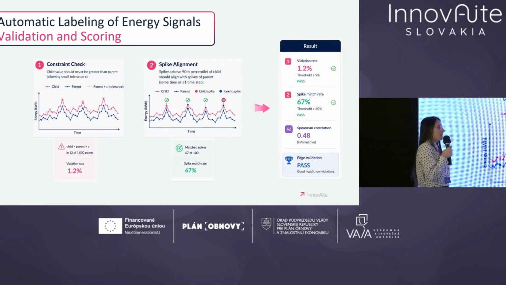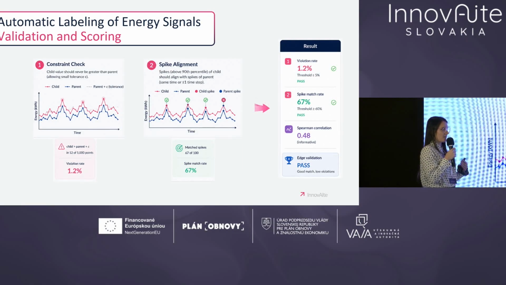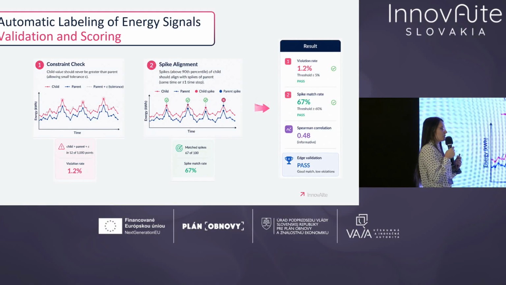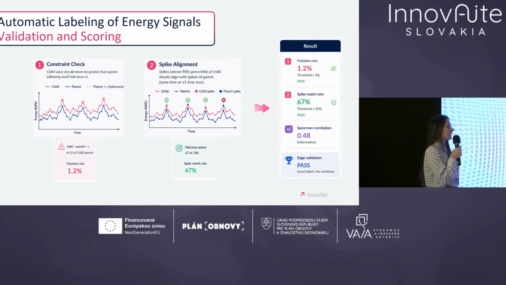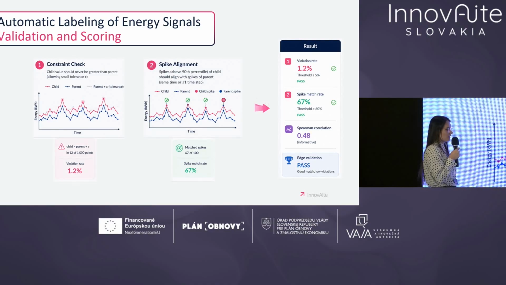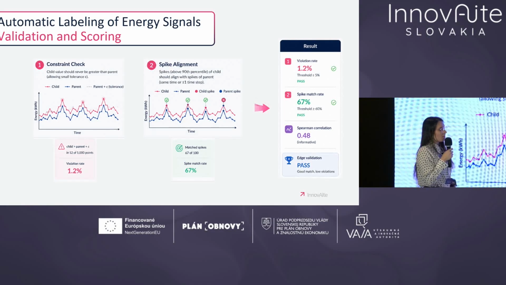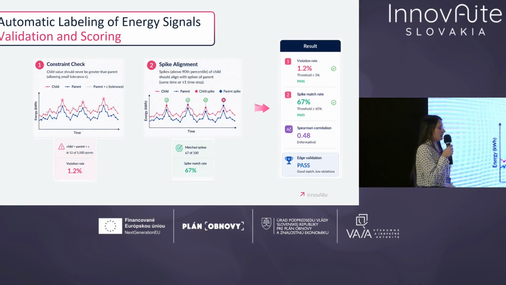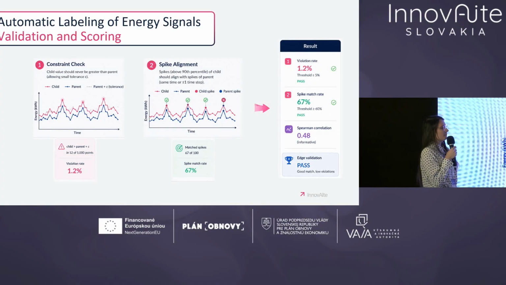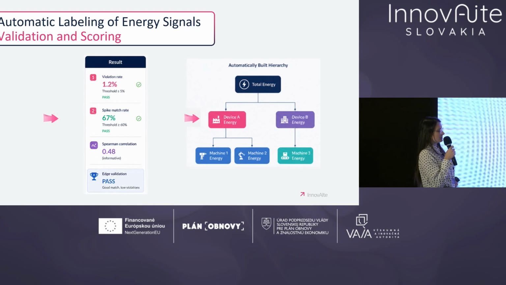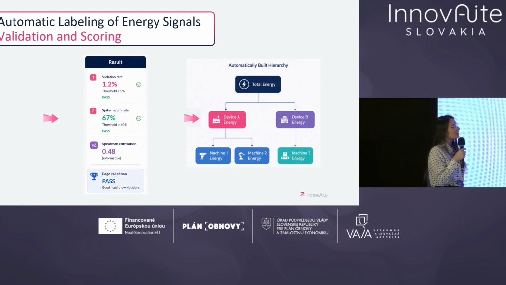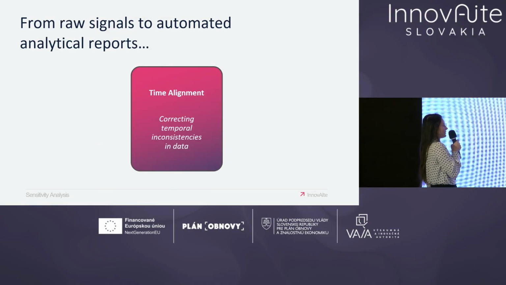Then there is spike alignment, where we observe that in case there was a sudden change with our child, then it is probable that the parent should also change. If we look at the spike, we can get something like a spike rate. And the third metric is the correlation, and we get to a score. Based on this score, we pick the best ones for our hierarchy.